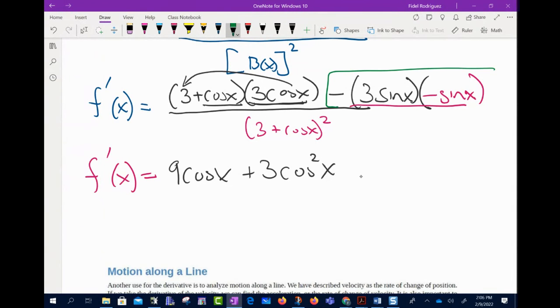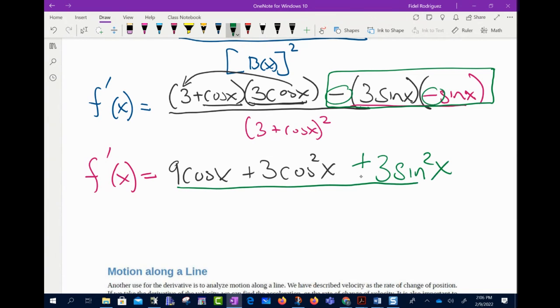Now, take a look at this next part. What is a negative 3 sine x? Or, sorry, a minus 3 sine x times another negative. A negative times a negative? Positive. 3 sine x times another sine x? There you go. Okay. On the bottom part here, you guys, I still have my 3 plus cosine of x, the whole thing being squared.